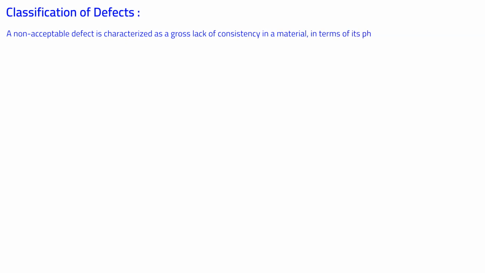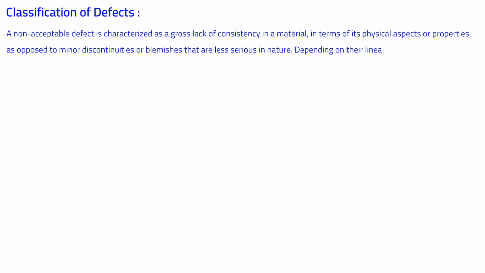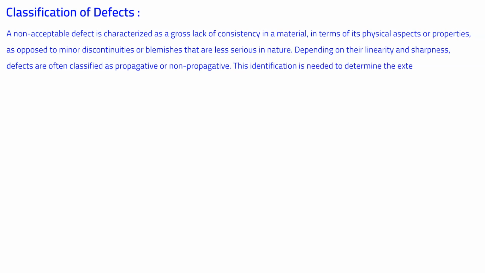Let us now have a brief understanding of the classification of defects. A non-acceptable defect is characterized as a gross lack of consistency in a material, in terms of its physical aspects or properties, as opposed to minor discontinuities or blemishes that are less serious in nature. Depending on their linearity and sharpness, defects are often classified as propagative or non-propagative. This identification is needed to determine the extent to which these two types of defects affect the overall service life.